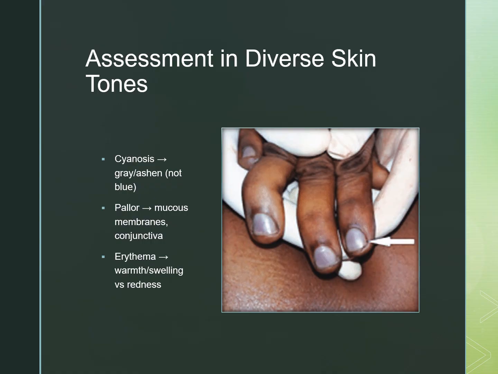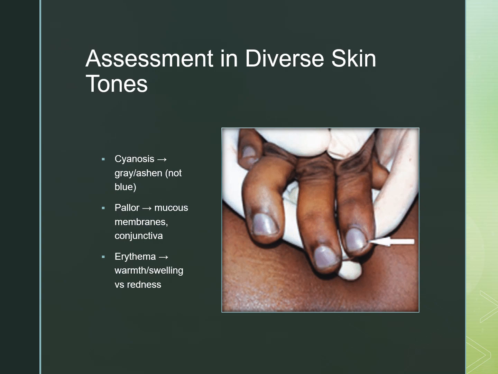So skin assessment must be adapted for all skin tones. We're not going to just rely on typical color descriptions like redness or blueness. We want to focus on tone changes, not color labels. So with cyanosis in lighter skin, this can appear bluish, and in darker skin, it can appear gray or ashen or even dull. The best areas to assess cyanosis would be the lips, nail beds, and oral mucosa. And this can, again, indicate hypoxia, which we need to urgently assess and intervene.